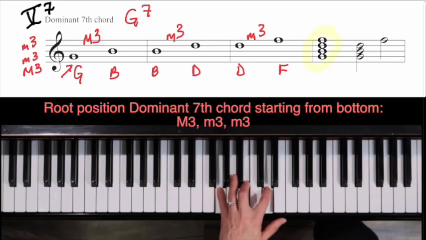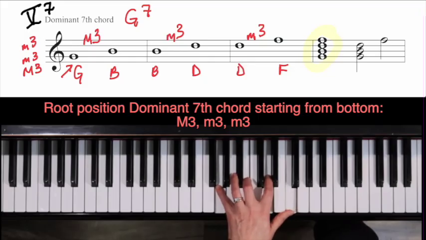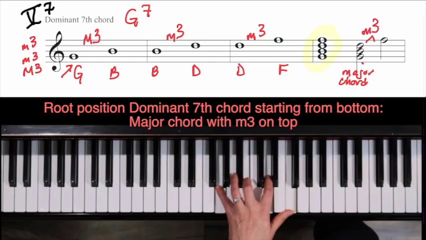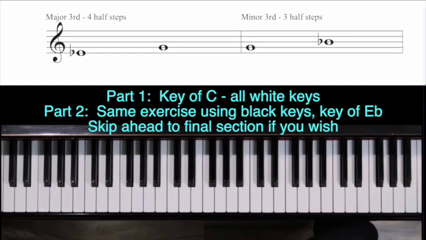Major third, minor third, minor third. You can think about this as a major chord plus a minor third on the top. The first half of this exercise was done in the key of C, so they were all white keys. Now I'm just going to redo the whole thing so you can see how it works with black keys.